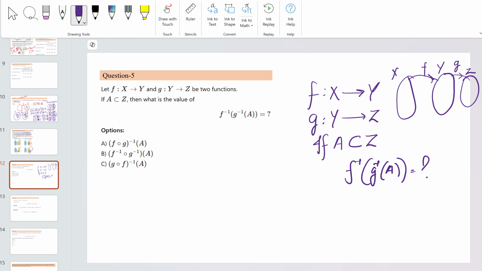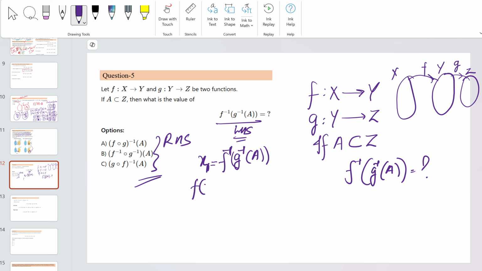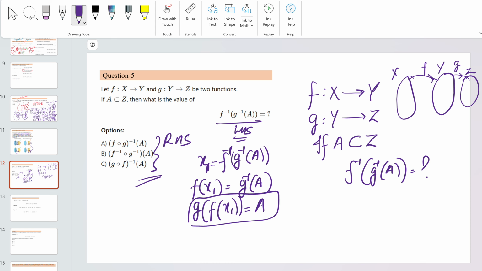So there is a criteria: suppose I am considering this as the LHS, and the output will be such that it will be the RHS. Any of the values will be a possibility. Suppose I am taking x equal to f inverse of g inverse of a. Then f of x1 will be equal to g inverse of a, or you can say that g of f of x1 is equal to a. Okay, so this is LHS.